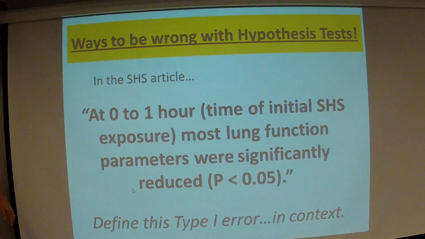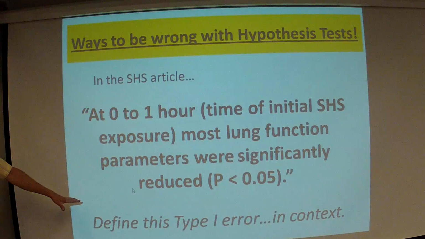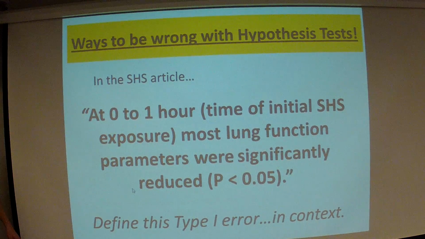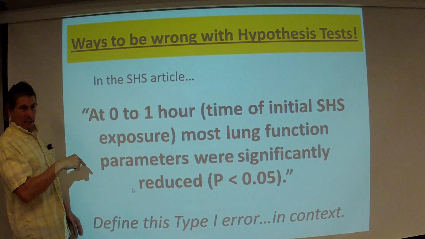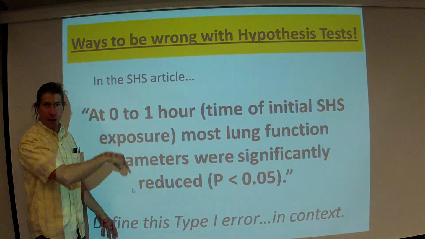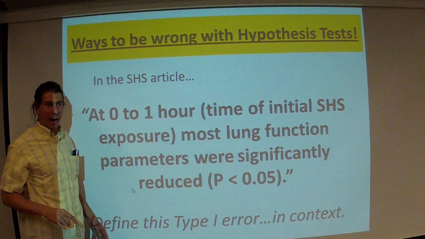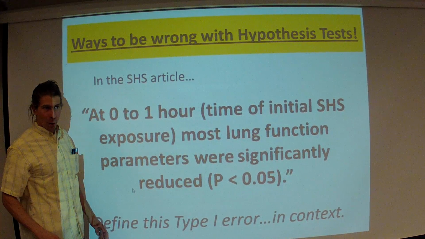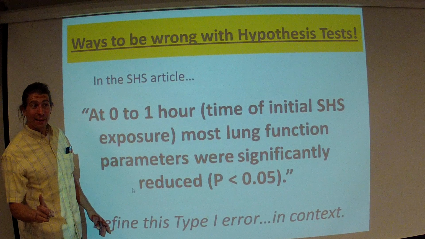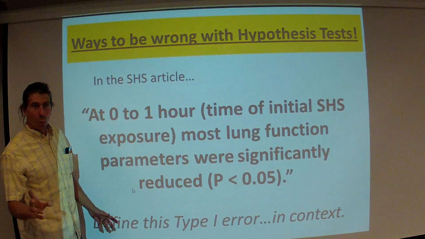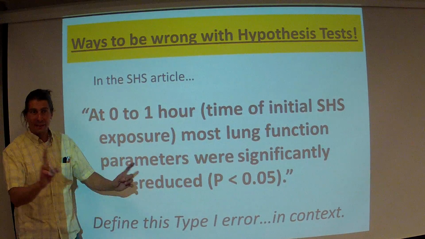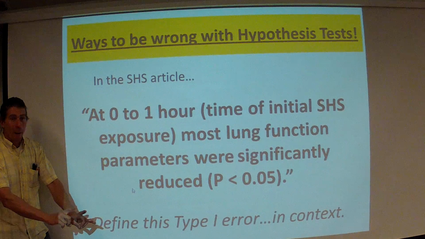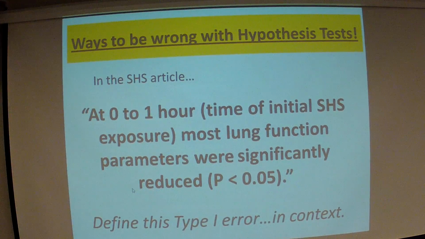So I'm going to get you started on how to verbalize this. We're going to define this error in context. We said that lung function parameters were decreased from 0 to 1 hour, comma, when in fact, what? If we're wrong, we said they decreased. Not the increased. Don't say increased. Oh, shoot, I know. When in fact they didn't. Did not. Yeah, you don't have to overstate.